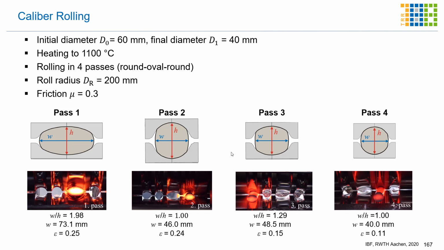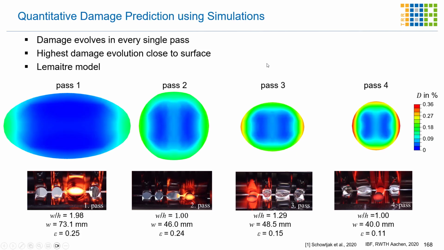Here in addition are some relevant process parameters within the simulation. A friction coefficient of 0.3 was considered, as well as a roll radius of 200 millimeters. And the rolling strain reached from 0.25 to a minimum of 0.11 from pass 1 to pass 4. This has been simulated, and as you can see here, the damage evolution is the highest on the outer surface.